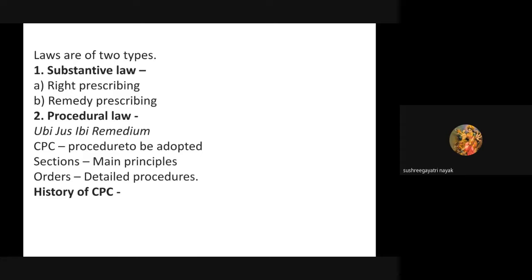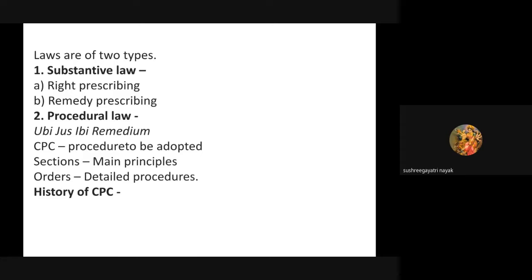CPC, CrPC, and evidence, all these laws are procedural laws, and CPC prescribes the procedure to be adopted by a civil court while dealing with a civil case. There are sections and orders, and there might be a doubt as to why there are orders and sections. It is because there are extensive principles which were to be laid down and which couldn't be laid down under the sections, and that's the reason the legislature made sure that by virtue of orders the detailed procedures were laid down.